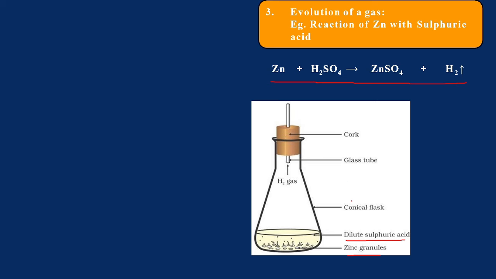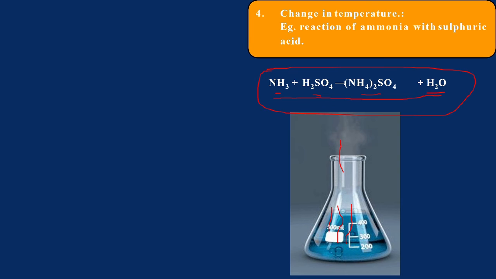Then in a few minutes you can slightly hear a pop sound, or if you bring a matchstick near it, the matchstick starts to light. So by this we can say that hydrogen gas is evolved and it's coming out through the glass tube. As we know, hydrogen is a flammable substance, so it lights the matchstick, and therefore we can say that hydrogen gas is evolved in this particular chemical reaction. So the next one is change in temperature.